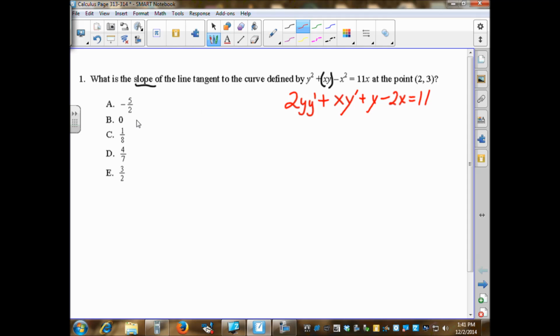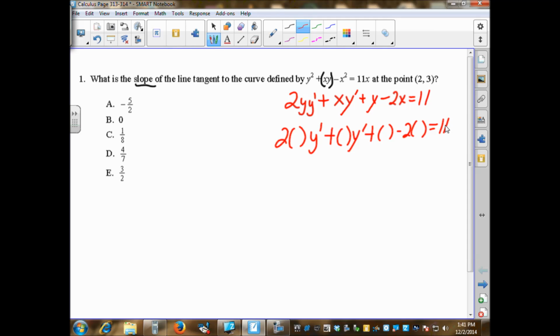Now they want a number, and they want just the derivative, so rather than solve this thing for y derivative and waste time on the AP, and they always put one of these on the AP, they never not put one on the AP, I'm just going to plug in my x's and y's and solve for y derivative. So everywhere I see an x, I will put a 2. And everywhere I see a y, I'm going to put a 3.